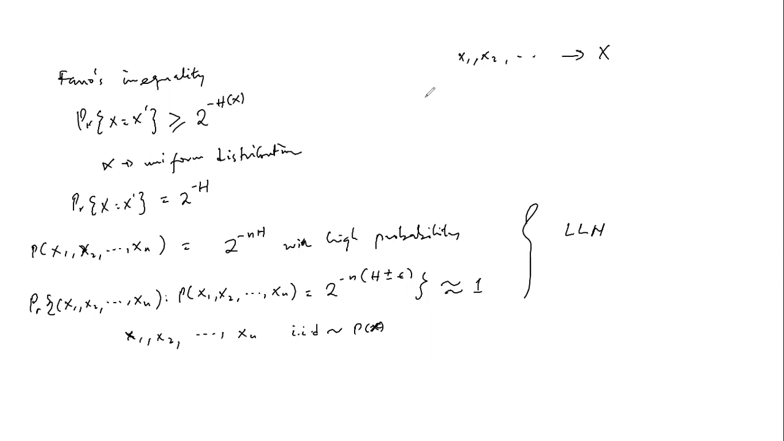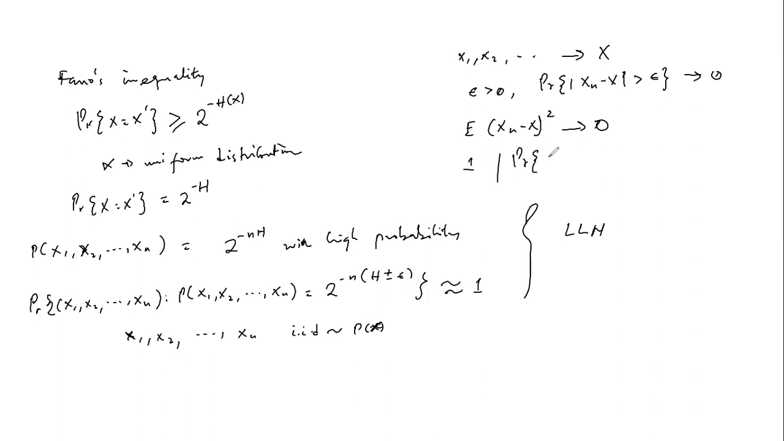Xn converges to a random variable X in probability if for every error value epsilon greater than zero, the probability that |Xn - X| is greater than epsilon tends to zero. It converges in mean square if the expected value of (Xn - X) squared tends to zero. And it converges with probability one, that is, almost surely, if the probability of the limit of Xn equal to X, when n is sufficiently large, is equal to 1.